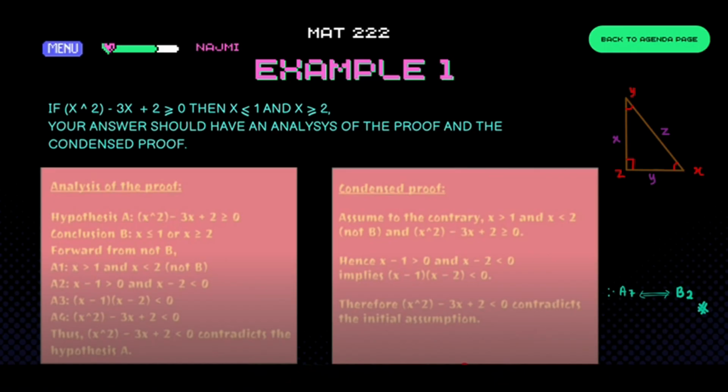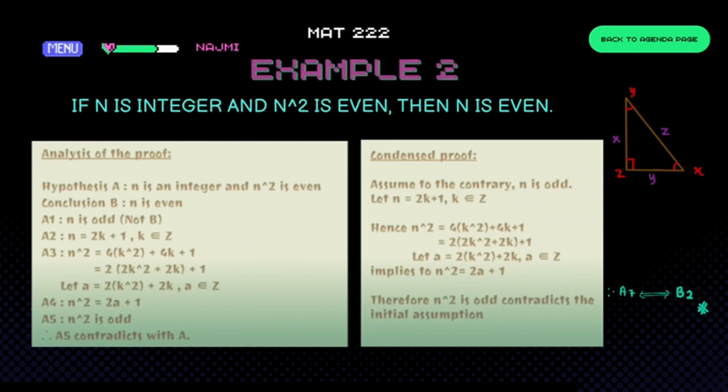Hence, x minus 1 greater than 0 and x minus 2 less than 0 implies x minus 1 times x minus 2 less than 0. Therefore, x squared minus 3x plus 2 less than 0 contradicts the initial assumption. Example 2. If n is an integer and n squared is even, then n is even. Analysis of the proof. Hypothesis A, n is an integer and n squared is even. Conclusion B, n is even.